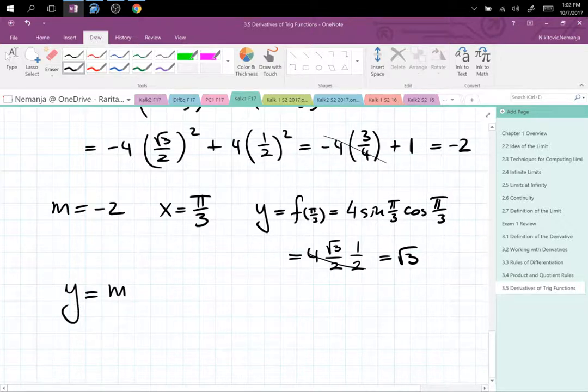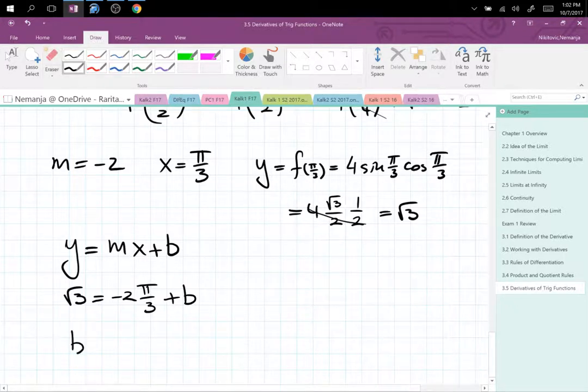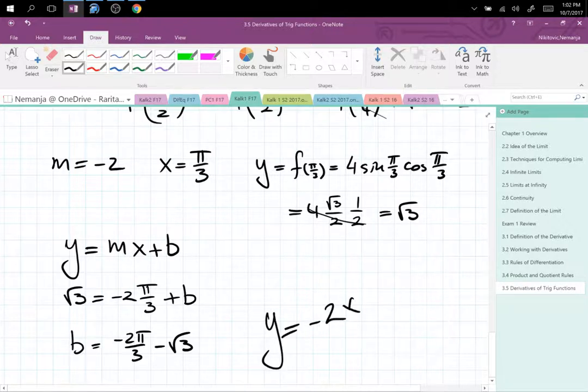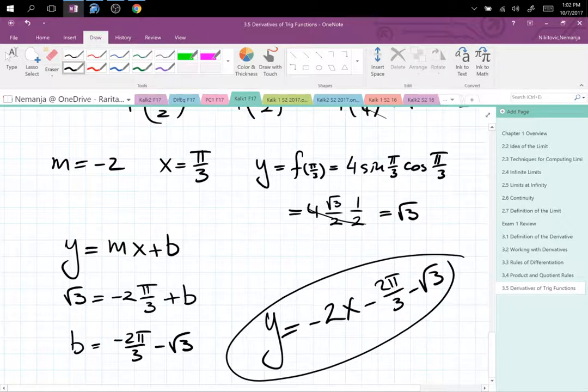y equals mx plus b. We are looking for b. y is root 3, m is -2, x is pi over 3, plus b. So b is -2 pi over 3 minus root 3. Oh, nice. Tangent line. There it is. Slope is -2, so -2x, and b is the entire mess that we got.